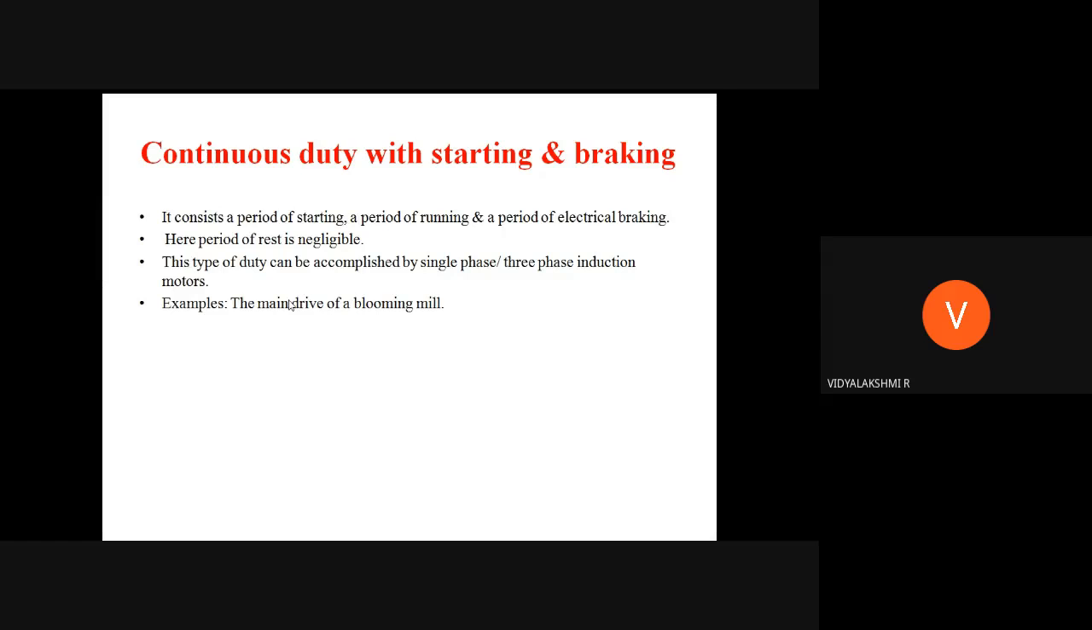For example, this is the main drive of a blooming mill. I'm repeating once again. The continuous duty with starting and braking, this type of drive is done based on the starting, running and then braking. There is no period of rest. That means it will be continuously running. There is no rest period. So this is the continuous duty with starting and braking.